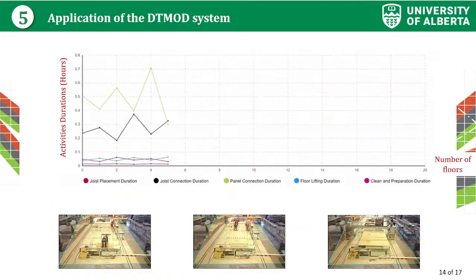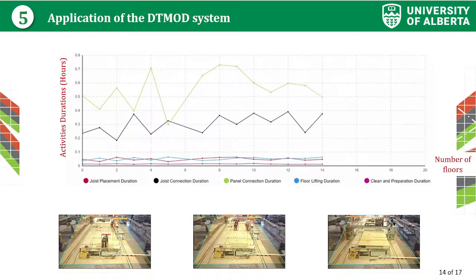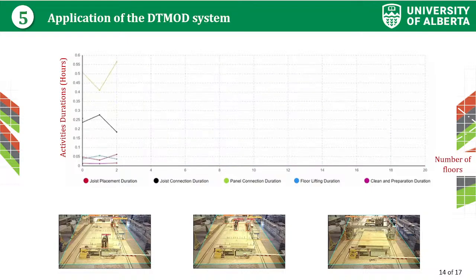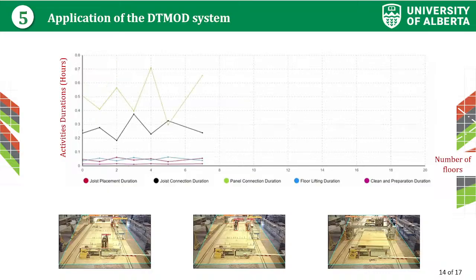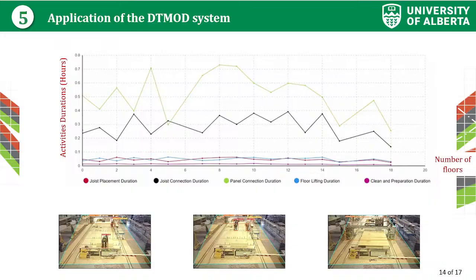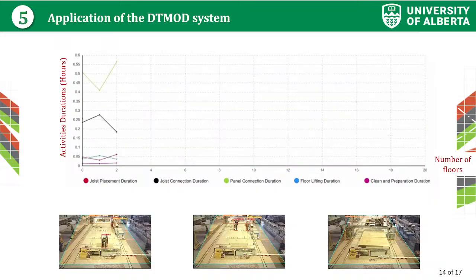As I mentioned before, the duration of each of these activities is not fixed. As we can see, there's a fluctuation in the duration of each activity. So the computer vision system captures the activity and the duration of each activity, and then it sends this duration to the DT mode system.